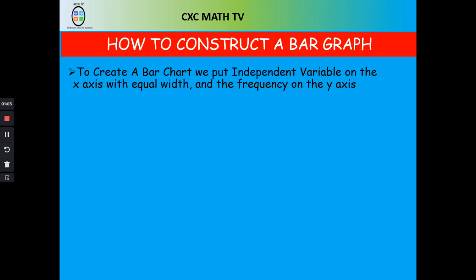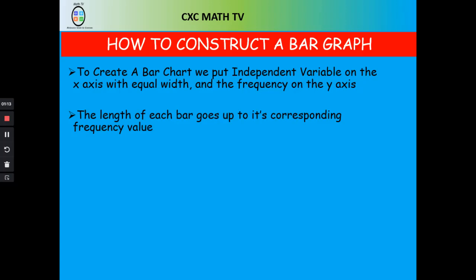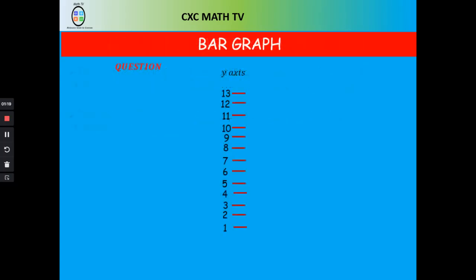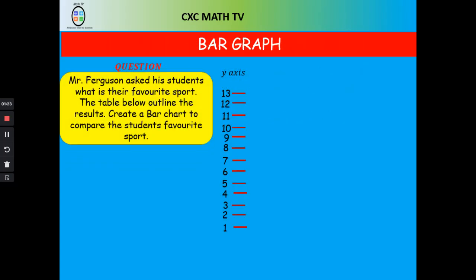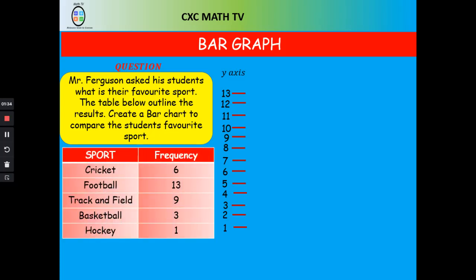That is all. From your frequency table, all you're going to do is put the independent variable on your x-axis and the frequency on your y-axis. Now the length of each bar goes up to its corresponding frequency value. The best way to do it is with an example. For example, look at this question. Mr. Ferguson asked his students what their favorite sport is. The table below outlines the results. Create a bar chart to compare the students' favorite sports.